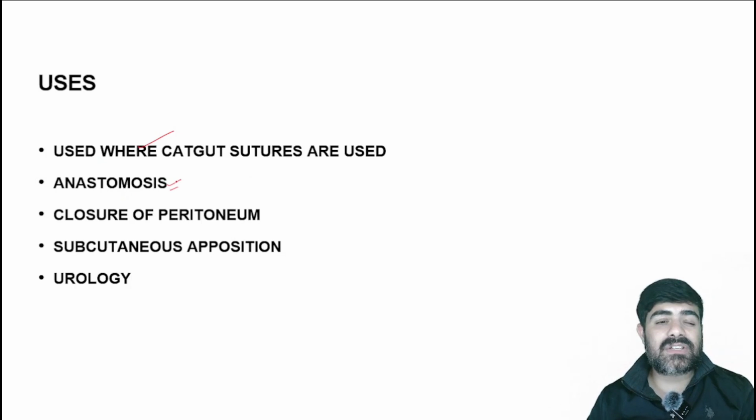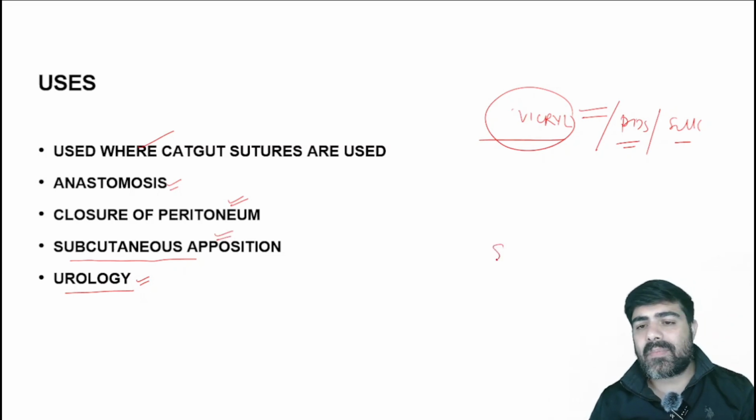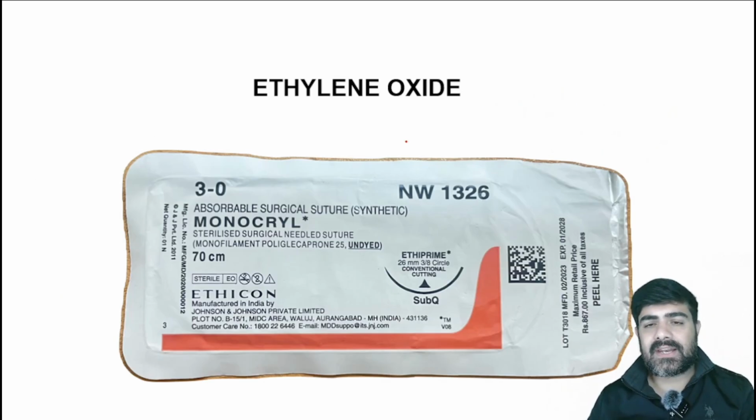It is used in anastomosis. Mainly we are using polyglactin, that is Vicryl, for anastomosis. We are using PDS for anastomosis. We are using silk for anastomosis. It is also used for closure of peritoneum, for subcutaneous apposition, and in some urology surgeries like pyelolithotomy and ureter repair. And commonly it is used as a subcuticular suture. Fine. Then this is sterilized by ethylene oxide. Here it is written EO, ethylene oxide.